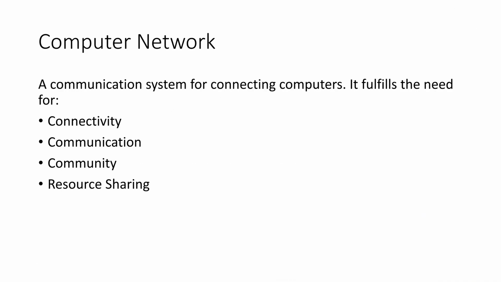So a computer network is a communication system for connecting computers. Now, why do we have computer networks? Their need arises out of several requirements. A few of them are listed here, that is, connectivity, communication, community, and resource sharing. All in all, networks allow us to bring people together and help them collaborate.